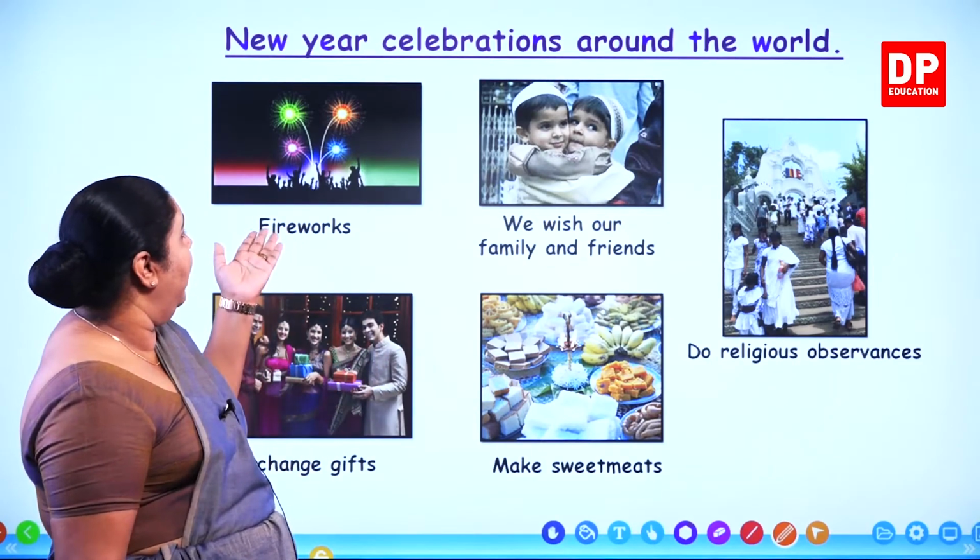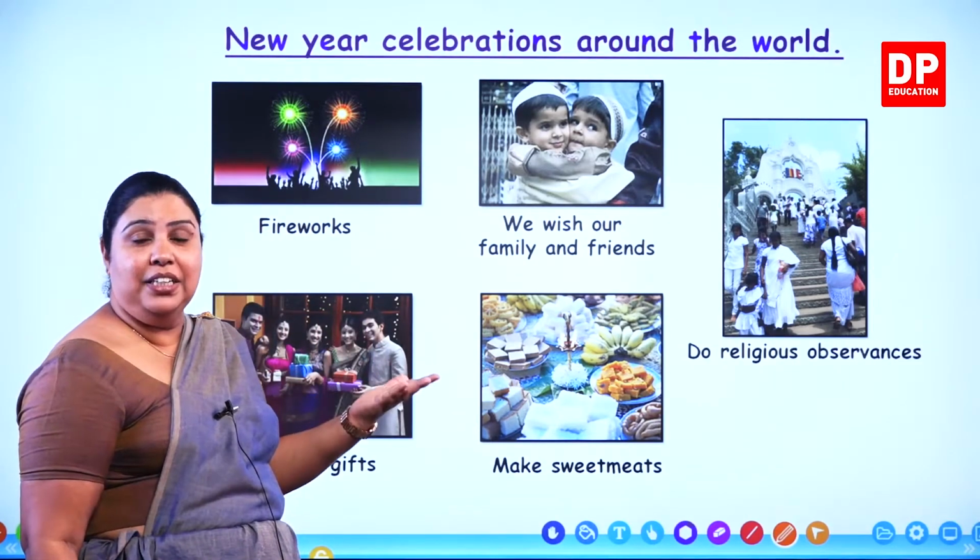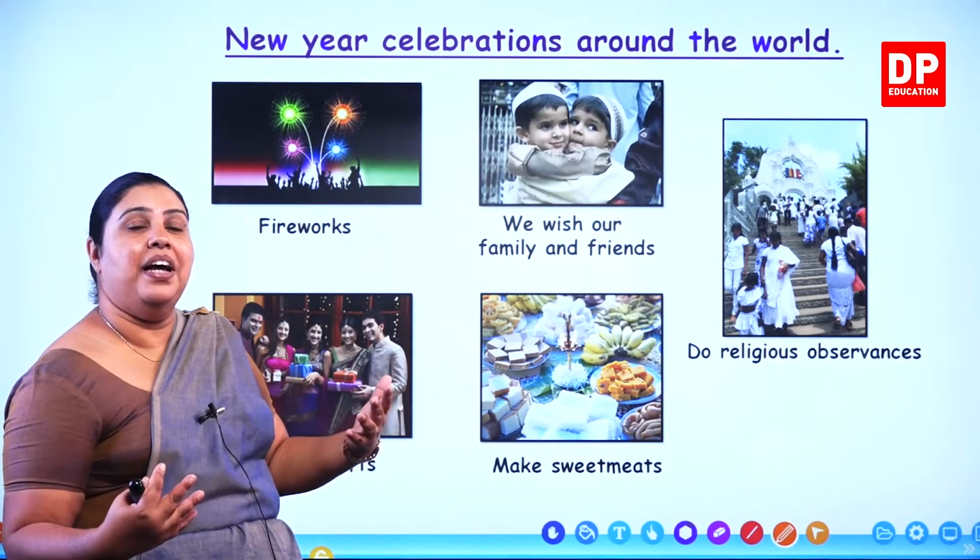So the fireworks are very beautiful at night only. During the daytime when we have fireworks we can't see them.